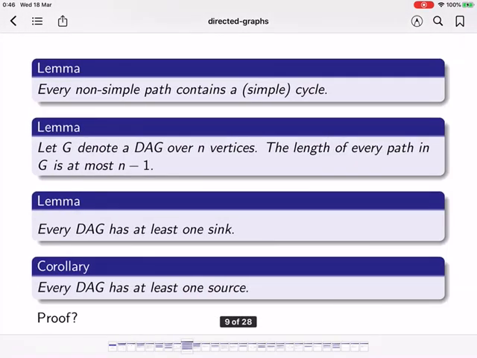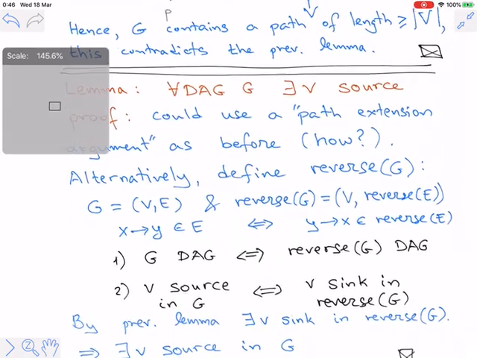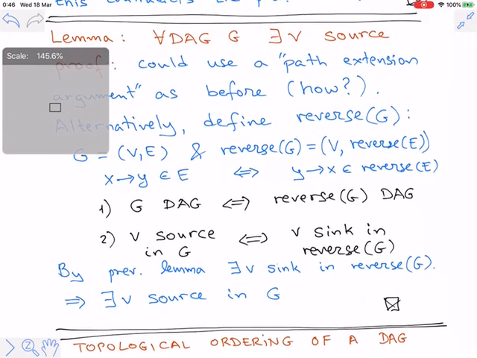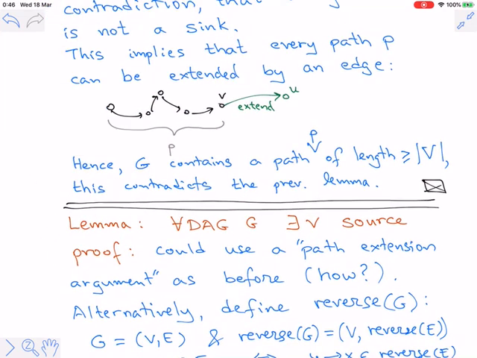So now we want to prove this corollary. How do we prove it? One way to prove the claim that every DAG has a source is to use a path extension argument as we used before. The idea would be, instead of extending the path at the end, we would extend the path in the beginning.